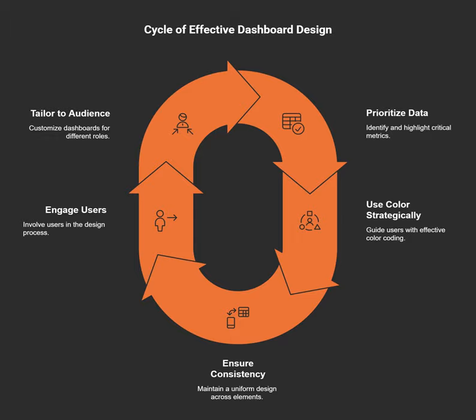Dashboard B takes a more elaborate approach. It contains 12 different visualizations, including multiple pie charts, stacked bar graphs, several line charts with overlapping data series, and heat maps. The design uses a gradient color scheme with over 10 different colors. Every available space is filled with information, creating a dense information landscape.